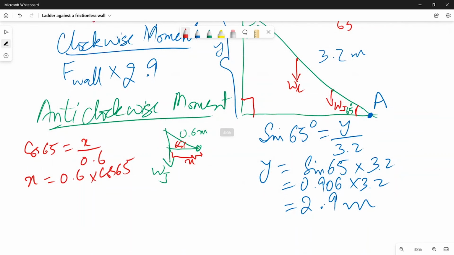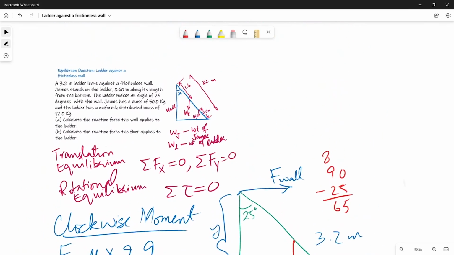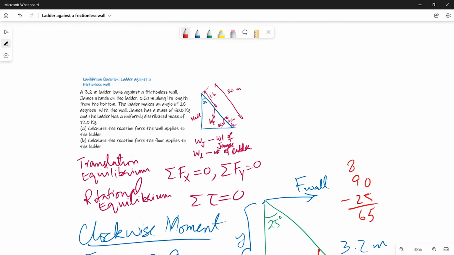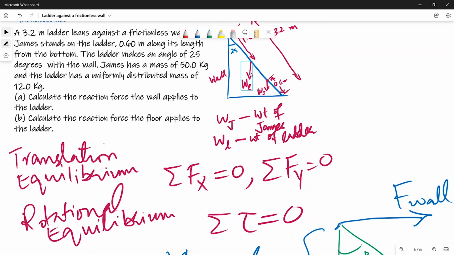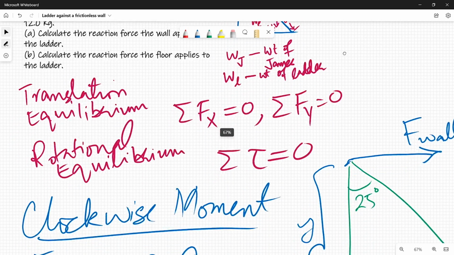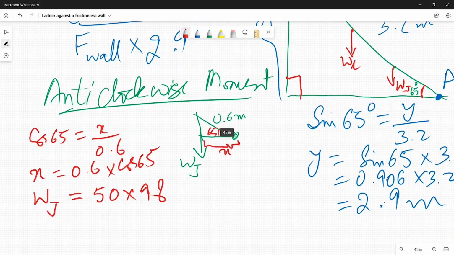So this weight, and we know what is Wj, the James weight. We were given that the mass was 50 kilogram, so 50 times 9.8. I just keep it here and I go back to the question. So mass of James was 50 kilogram and the ladder had 12 kilogram. So we also have to find the weight of this ladder, because it's also causing an anti-clockwise moment.